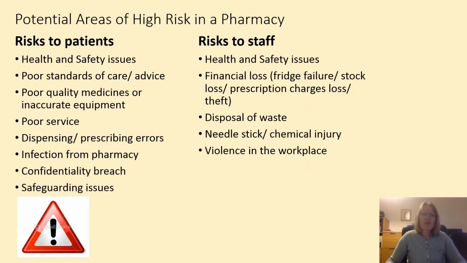Here is a whole list of potential areas of high risk in pharmacies. This is community pharmacies, but it can equally apply elsewhere in lots of workplaces. First, risks to patients. Health and safety issues: all sorts of things can happen. Patients can trip up in your pharmacy because there might be an uneven floor. Certainly we've had that in one of our pharmacies. One time a tile fell off the ceiling onto somebody's head while they were waiting for their prescription. That was a very unusual thing to happen, but again, a health and safety issue, and a risk to patients.